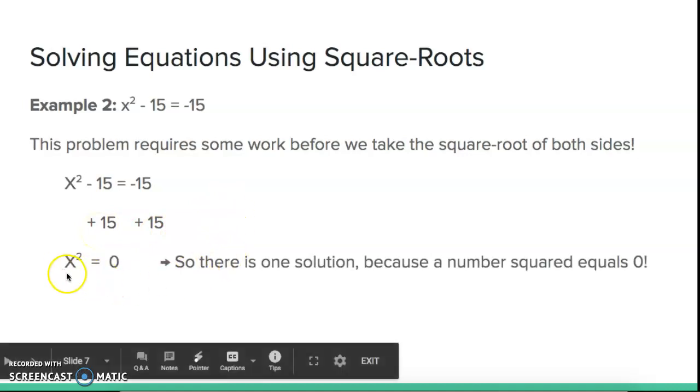And what we get is x squared equals 0. Now remember, this is that one solution case because we have a number squared equal to 0.